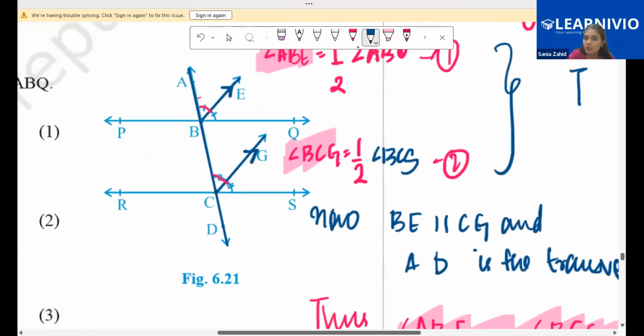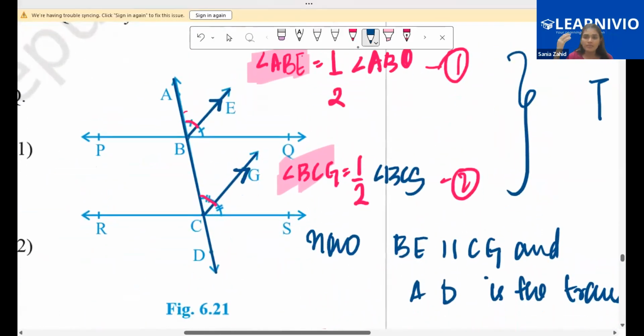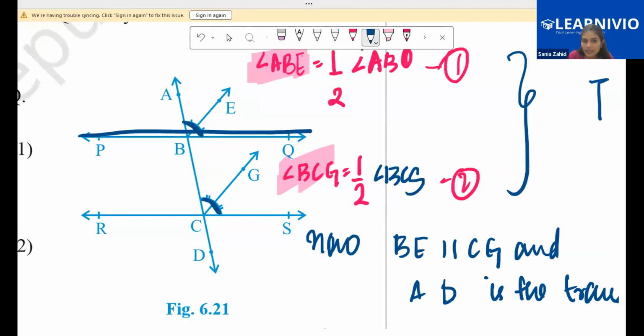Now, why did I prove them to be equal? My question was regarding the lines. You prove the lines to be parallel, but I am proving the angles to be equal. So the concept behind it lies here: if I am able to prove that this particular angle is equal to this particular angle, it gives me the idea that this line is parallel to this line. Why? Because on parallel lines only you can have corresponding angles, right?